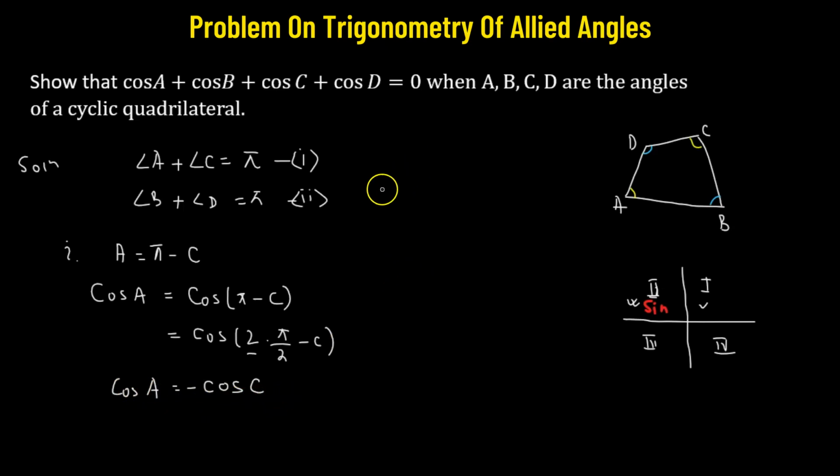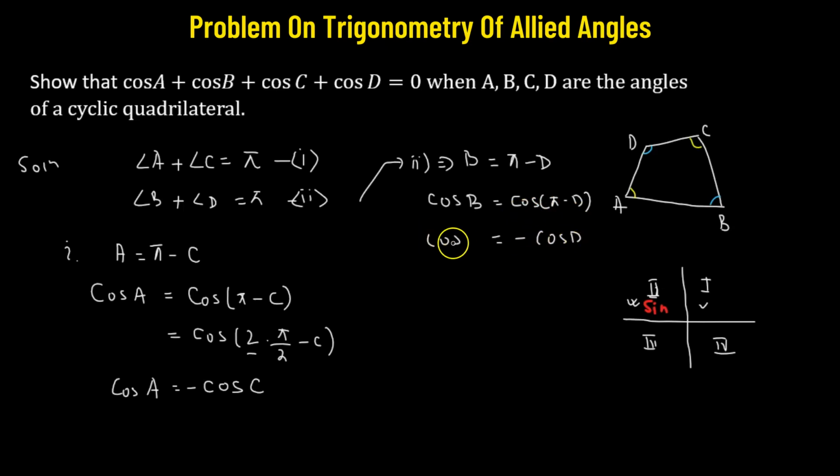Similarly, we can say that about equation number 2 as well. We can rewrite equation number 2 as angle B equals pi minus D. So let's take the cosine on both sides. We have cosine of B equals cosine of pi minus D. Cosine of pi minus D is going to give us negative cosine D. So here we have obtained that cosine of B is equal to negative cosine D.